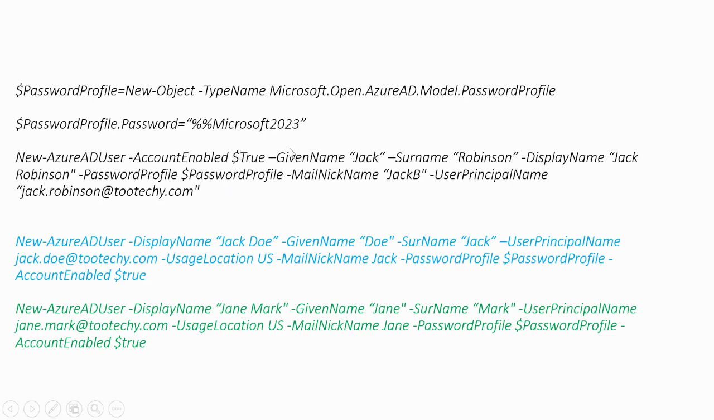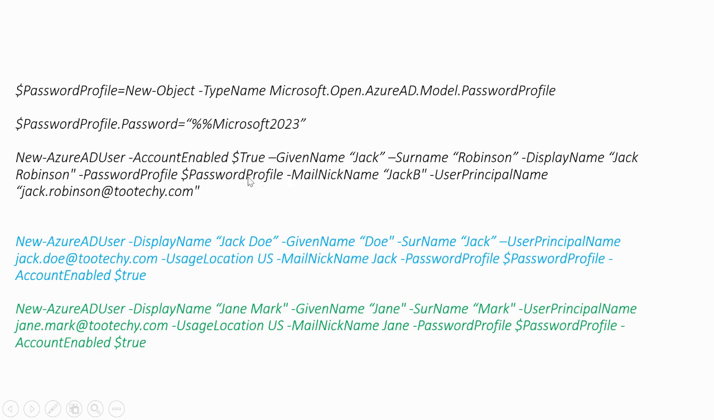Then we're going to declare the parameters needed, like account enabled status. We set it to true. The given name of the user we are creating is Jack, and the surname is Robinson. The display name of the user is Jack Robinson. The password profile is password profile.